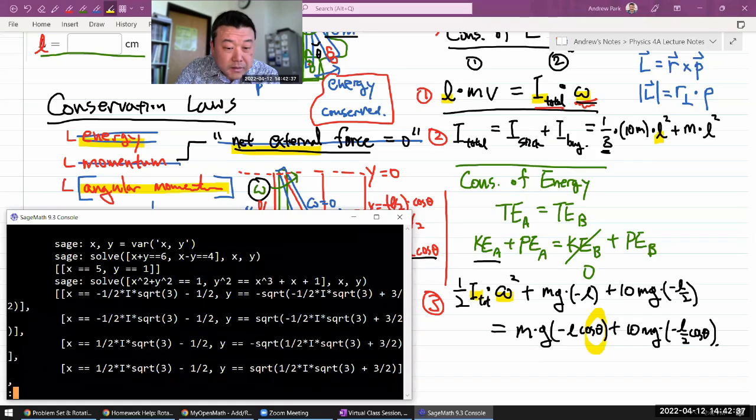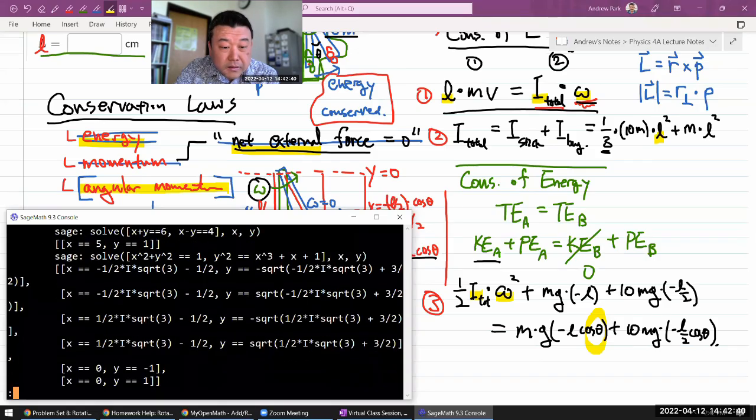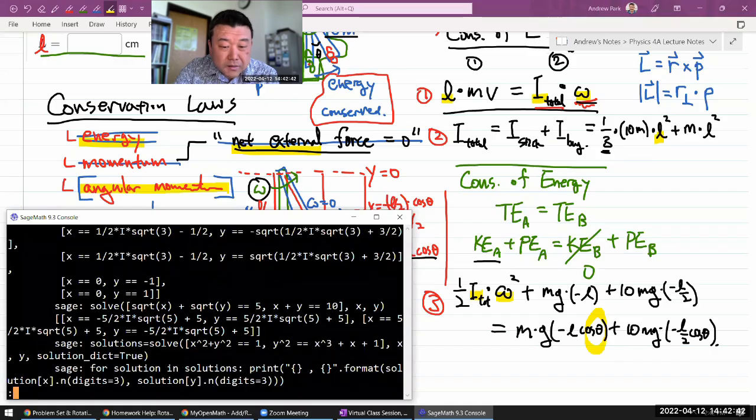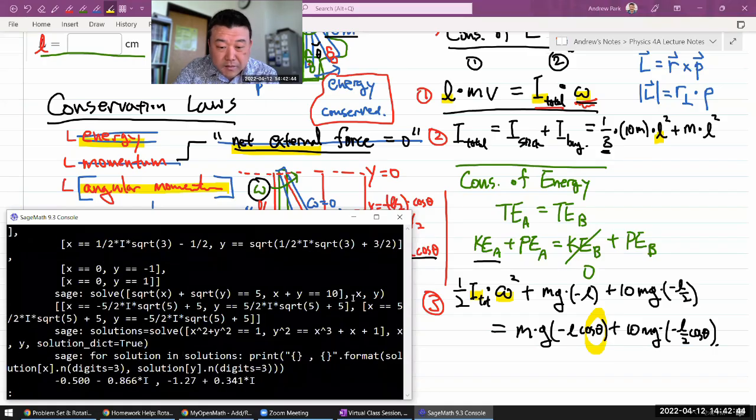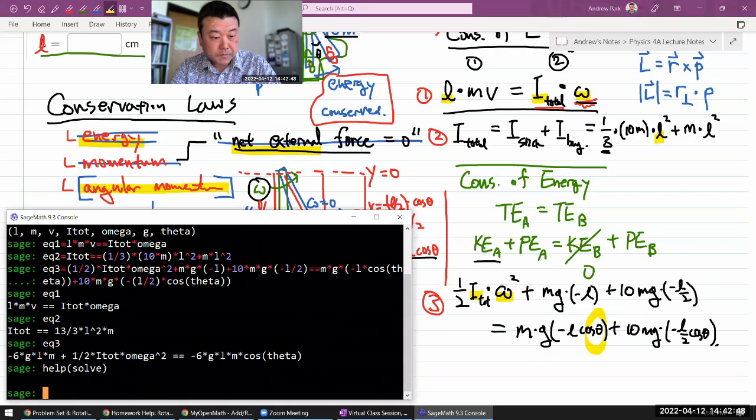So let's see there. I guess I don't have to eliminate. I can just give them as things to solve for. Yeah, so let me do it that way. What I'm going to do is solve my system of equations. Let me enter that as an array: equation 1, equation 2, equation 3.